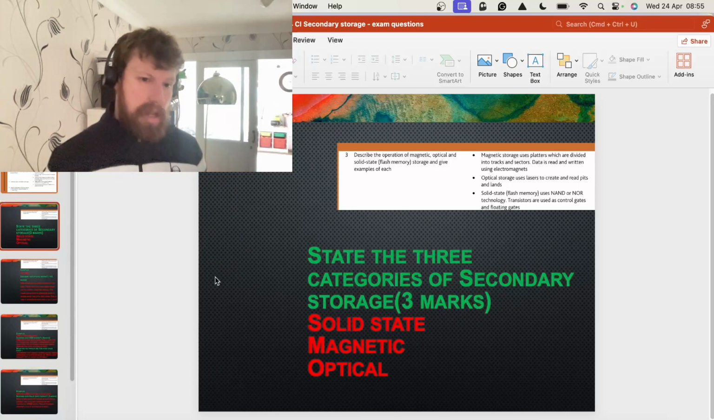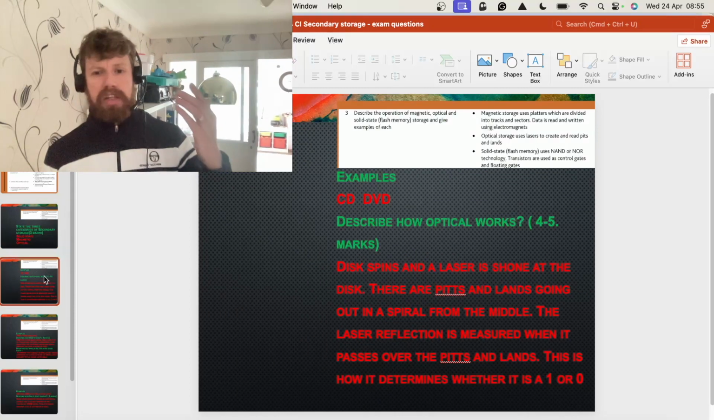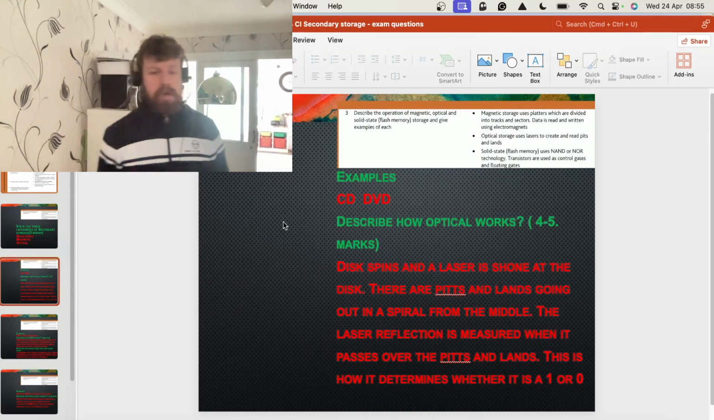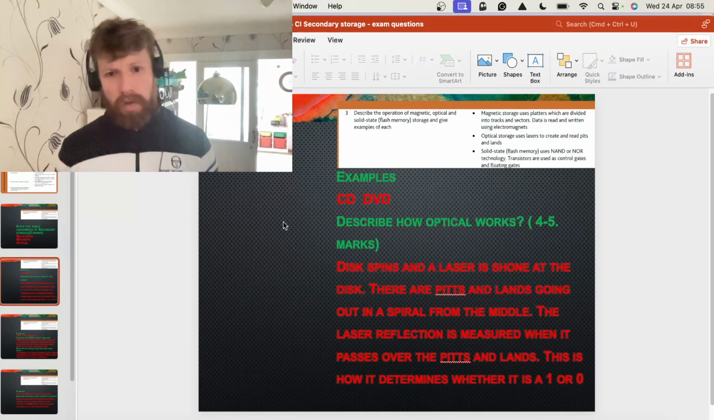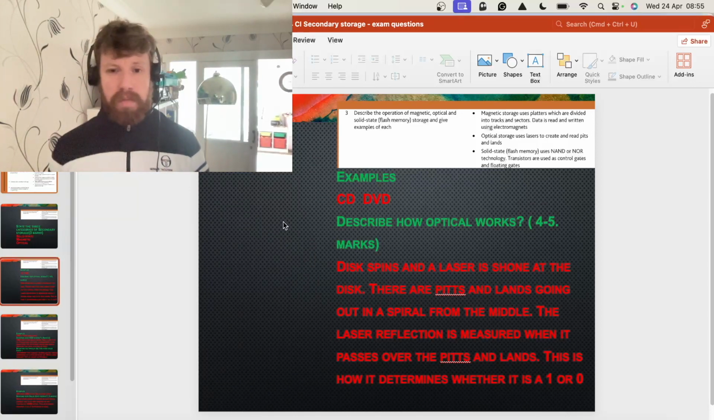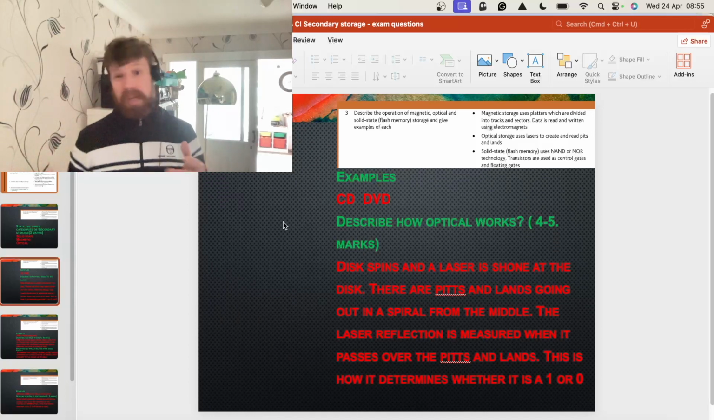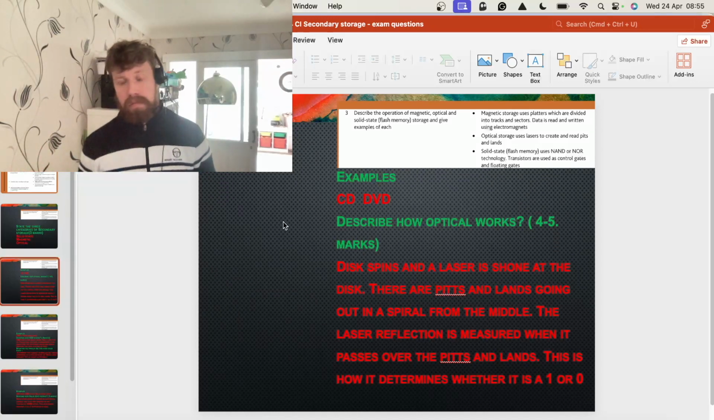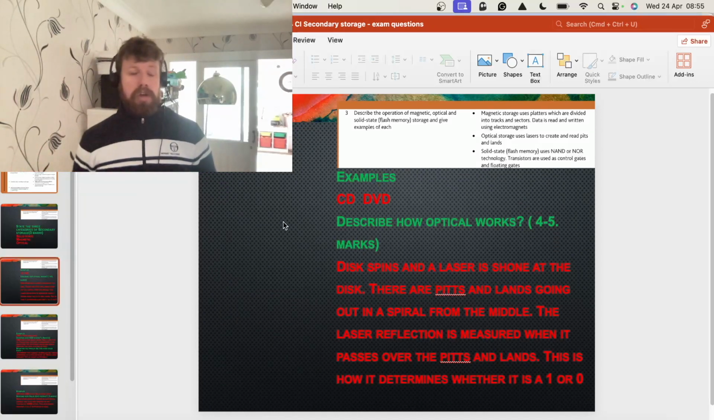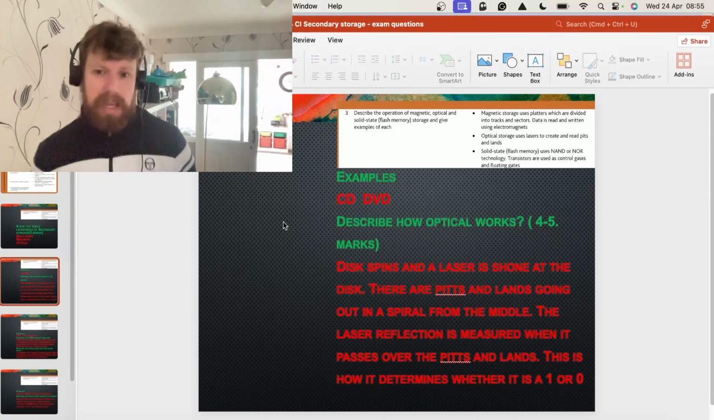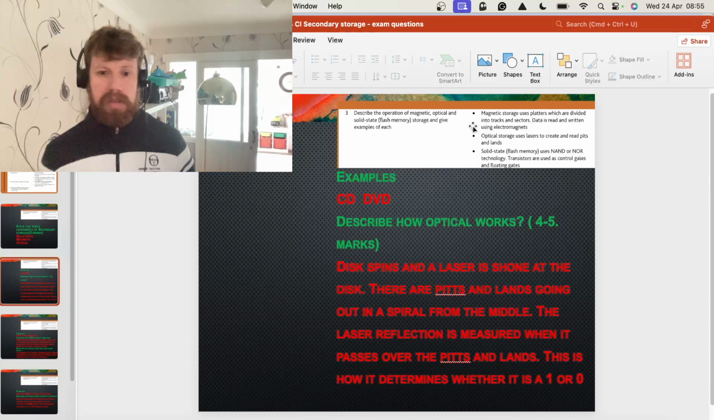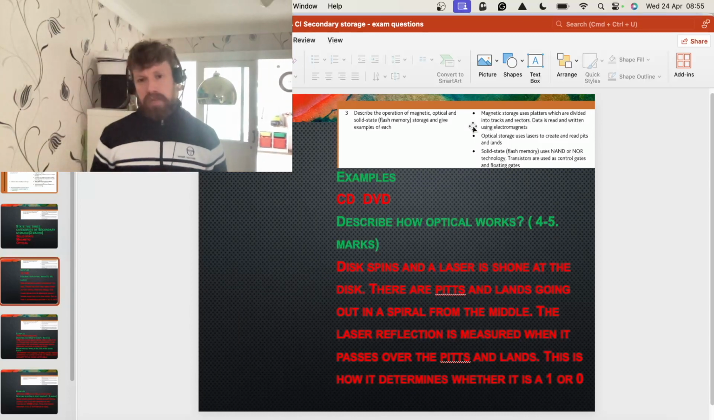On the next slides, as you can see here, I'm talking about optical. The examples of this, again, I've just given you a couple so that you don't have to remember loads of them, because there's no point in remembering loads, because this is only going to be a 1-mark or 2-mark question. So with this one, you've got CDs and DVDs. What it does say is that you have to be able to understand how optical works, and this is the sentence here in the spec point. So this is what you need to write down.